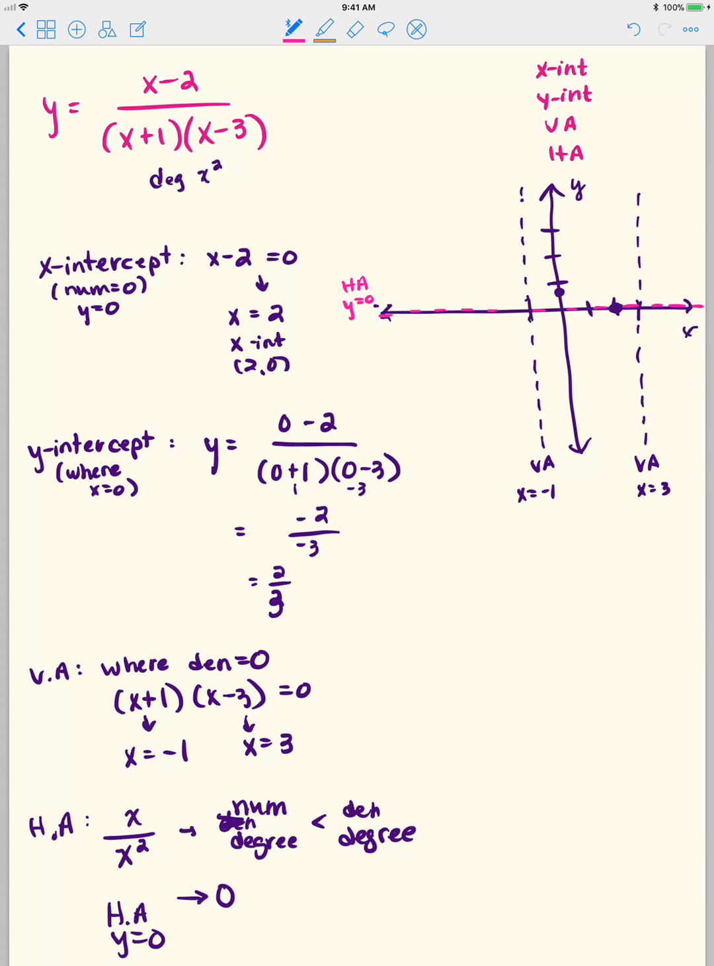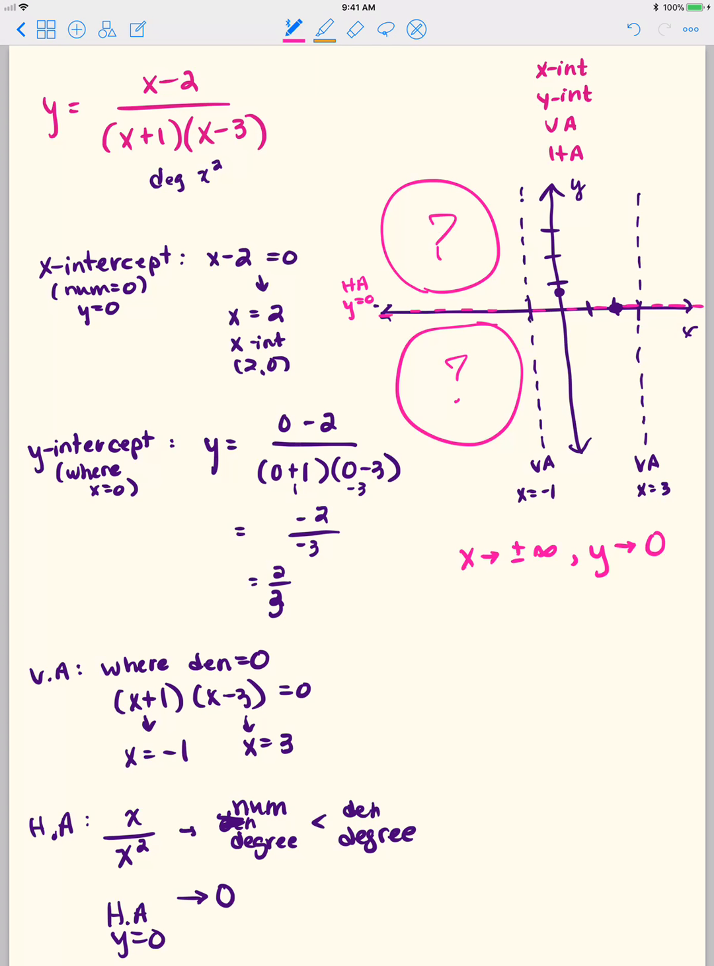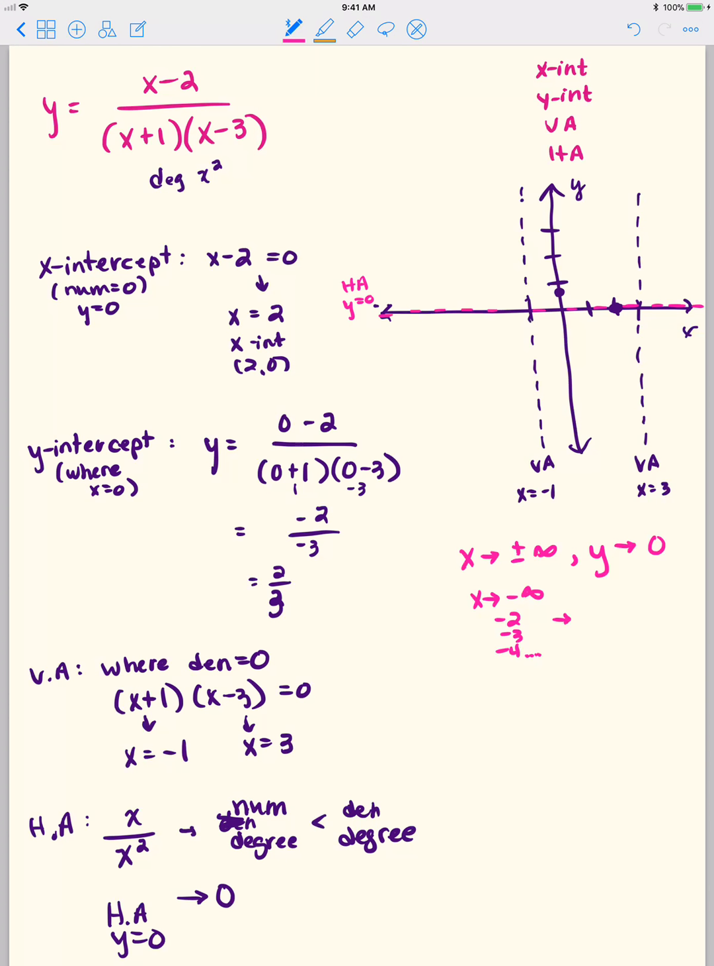So if you'd like to look for where the graph lives: when x goes to both positive and negative infinity, we've determined that the function goes to 0. But the question is, does this left piece live on the bottom or does it live on the top? So we can determine that if you'd like to look at, as x goes to negative infinity, values like -2, -3, -4, and so on, and see what the function value sign is. If it's negative, it'll live in this lower region, and if it's positive, it'll live in this upper region.